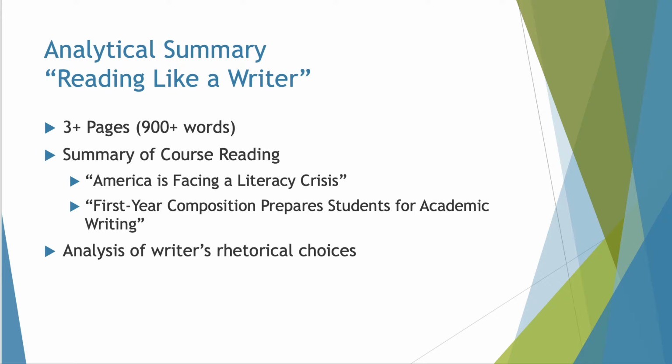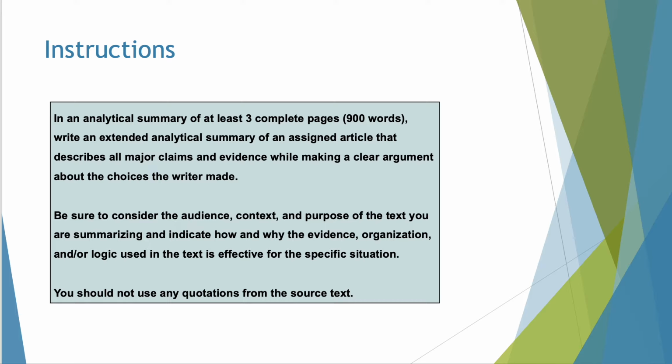But again, this is not just a summary of what they say, it's also an analysis of the writer's rhetorical choices and their writing choices. So we're going to be explaining why the writer does what they do. So here are the instructions. In an analytical summary of at least 3 complete pages, write an extended analytical summary of an assigned article that describes all major claims and evidence while making a clear argument about the choices the writer made.